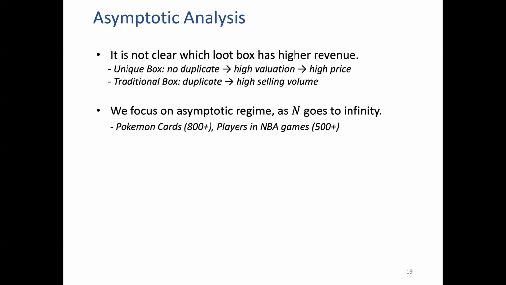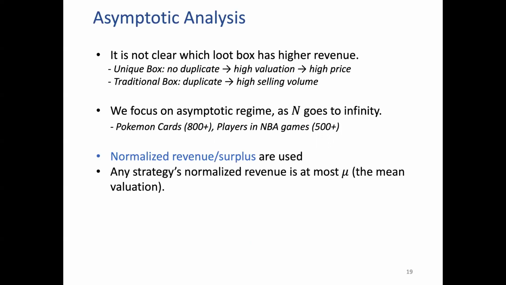So in this paper, we'll focus on the asymptotic regime, where the number of items goes to infinity. And this is quite reasonable in practice because, as you may know, there are more than 800 Pokemon cards, and there are more than 500 players in NBA basketball games to sample from loot boxes. So for the asymptotic regime, we will use normalized revenue and surplus as the performance metric. That is revenue per item divided by n.